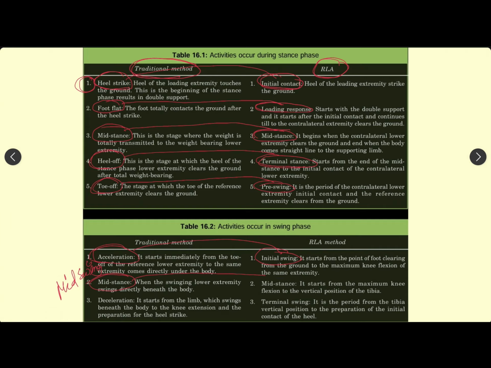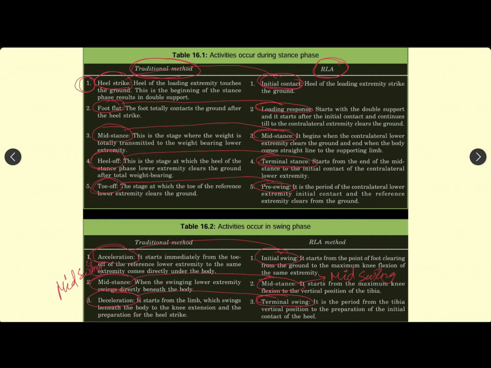Mid swing is correlated with the, here is also be mid swing. And deceleration is correlated with the terminal swing. You should remember this. This is very important.